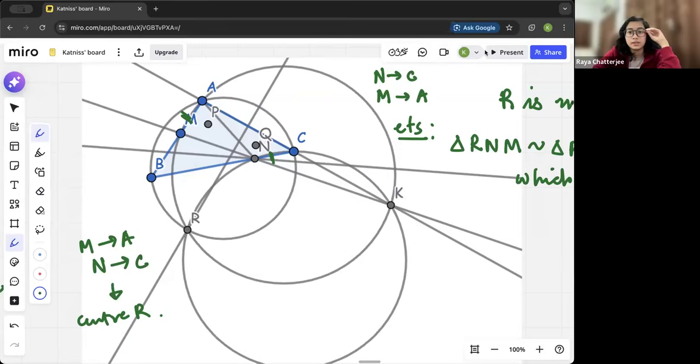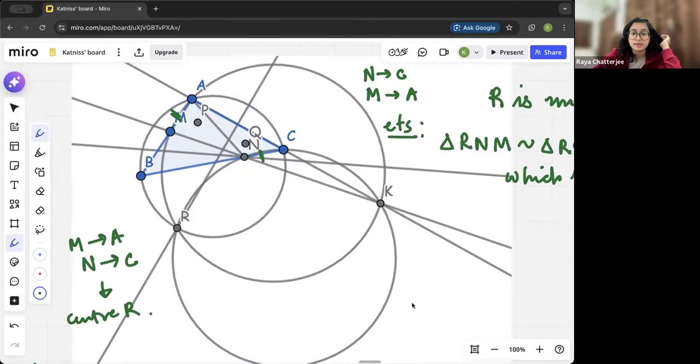Perfect. So if R is the center of the spiral similarity, a lot of stuff is already reduced. So you get RNC is similar to RMA. Can you see that? RNC is similar, actually congruent, to RMA, which gives rise to this. So I'll just write it like that. Okay.